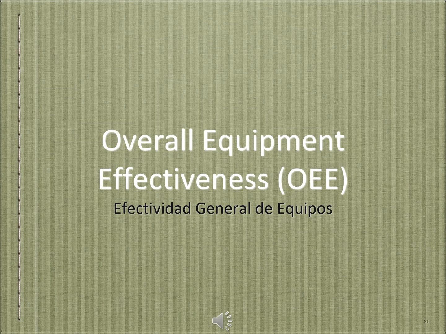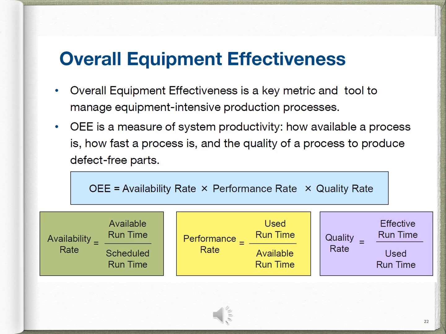Now it is time to review the overall equipment effectiveness, OEE, an important metric of process performance related to defects. The overall equipment effectiveness is a key metric and tool to manage equipment-intensive production processes. The OEE is also a measure of system productivity. It gives us information about how available a process is, how fast a process is, and the quality level to produce defect-free parts. To calculate the OEE, we multiply the availability rate by the performance rate by the quality rate.